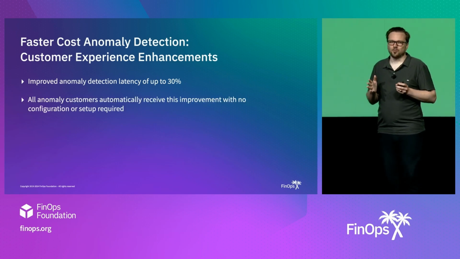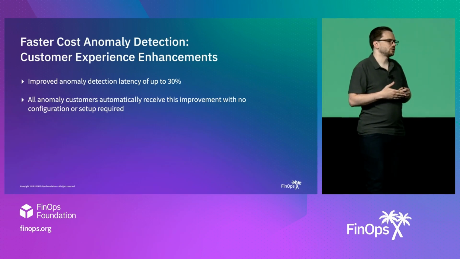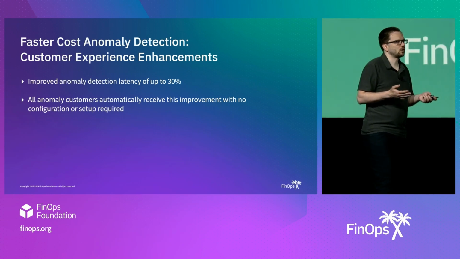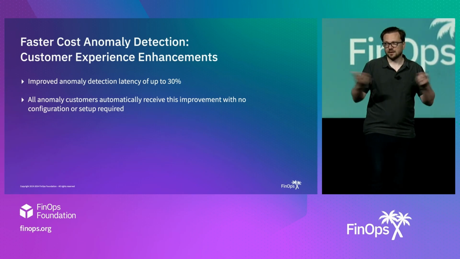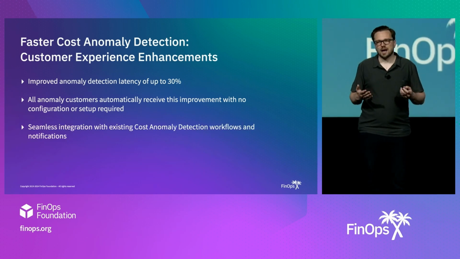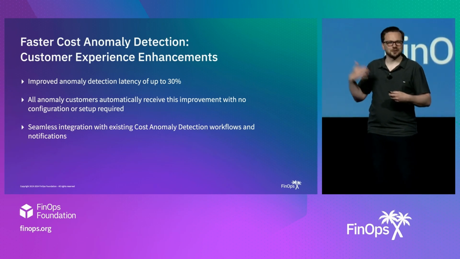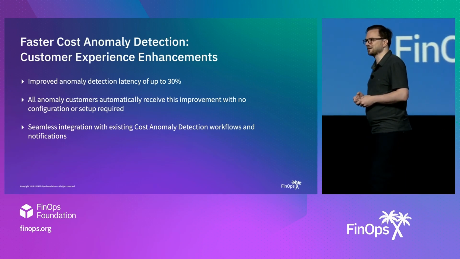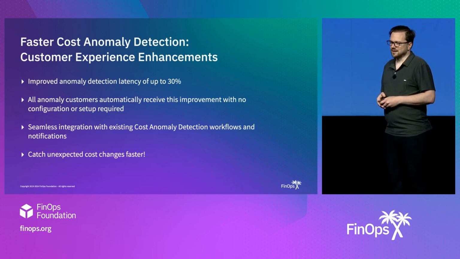So what do you need to do to take advantage of this new anomaly detection? Nothing. We just improved the anomaly detection engine. No additional setup is required for this. If you are already using anomaly detection and you have it enabled in your environment, you're good to go. You get the 30% faster increase with no configuration required. So again, if you have workflows, those are all going to start happening much faster for you. So be aware, those emails might start coming earlier in the day for you, and you might see anomalies a little more often. And again, the goal is to catch those unexpected cost changes faster.